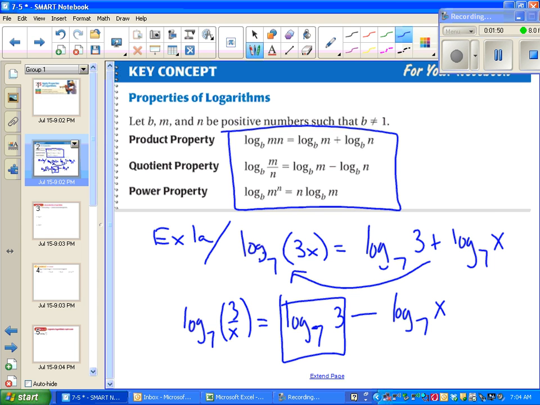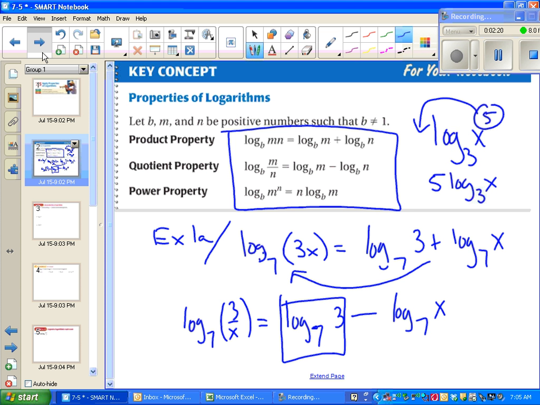Lastly, the power property tells us if we have log base b of anything to an exponent, we can drop that exponent. So for instance, if we have log base 3 of x to the fifth, the power property tells us we can just drop that exponent down. This is all part of helping us to expand logarithms.